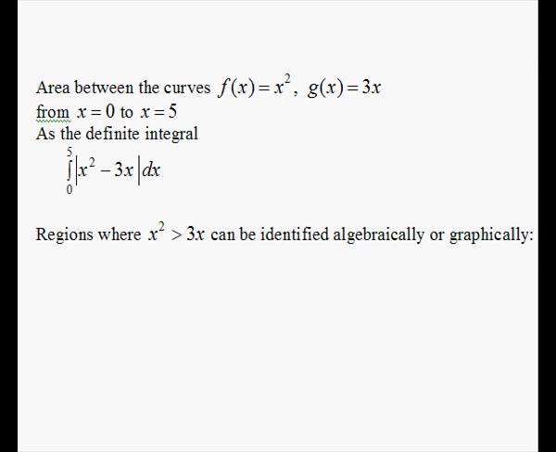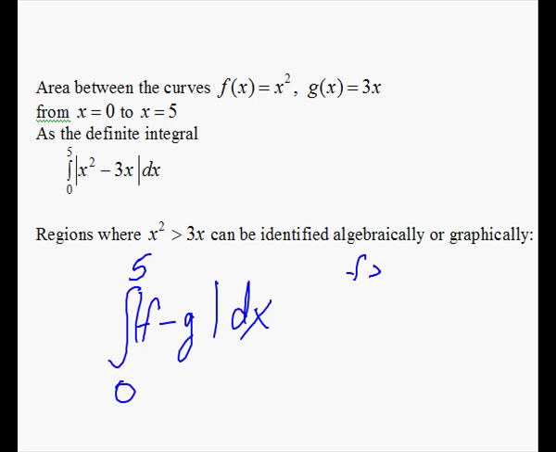Okay, so this is written, as you remember from the other lecture, let me get the pen. This would be the integral of the absolute value of f minus g, dx, and the limits are 0 to 5. Now, to evaluate this, we must break this up into regions where f is greater than g and f is less than g. So we can determine this algebraically. You can think about it, or I'll just go ahead and show you graphically on the next slide.